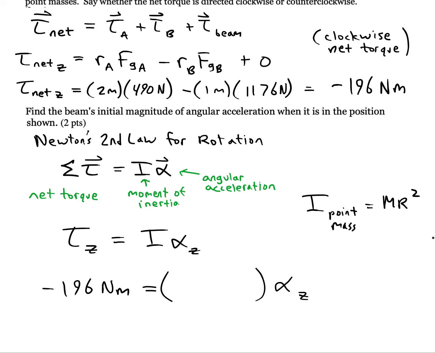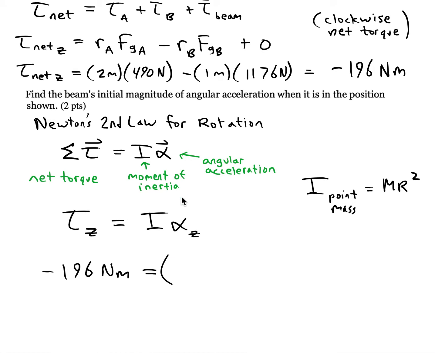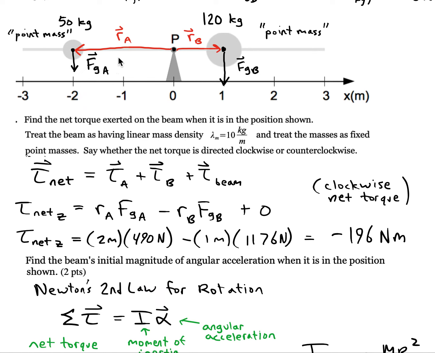So for our point masses, we're going to have 50 kilograms times 2 meters squared. That's going to be one of them. So the mass of the 50 times the r of the 50 squared. And then you got the mass of the 120 times the r of the 120 squared. That'll take care of the two balls that are involved. But now we need a moment of inertia of even the beam itself.